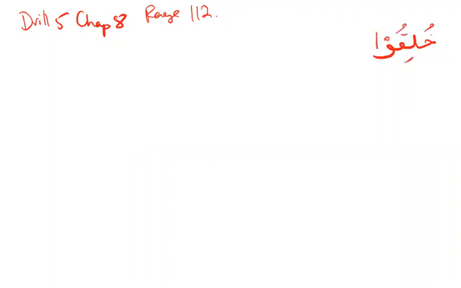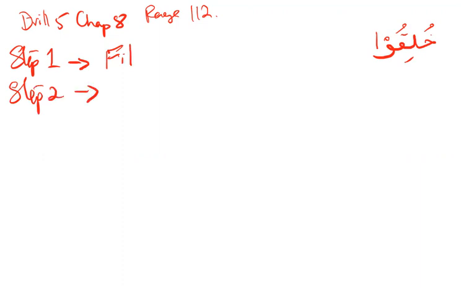Khuliqa. Step 1: fail, ism or harf. Which drill is this? This is drill 5. Okay. It is a fail. Step 2: is this past or present? Past, because you don't have a mudari letter and it has a past tense ending. So it is past tense fail.